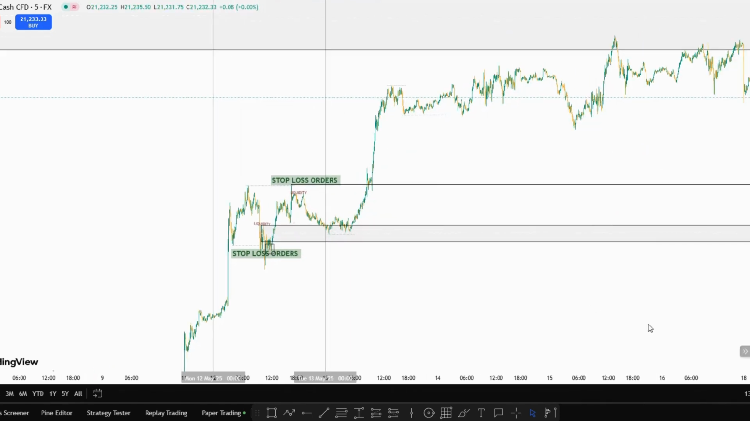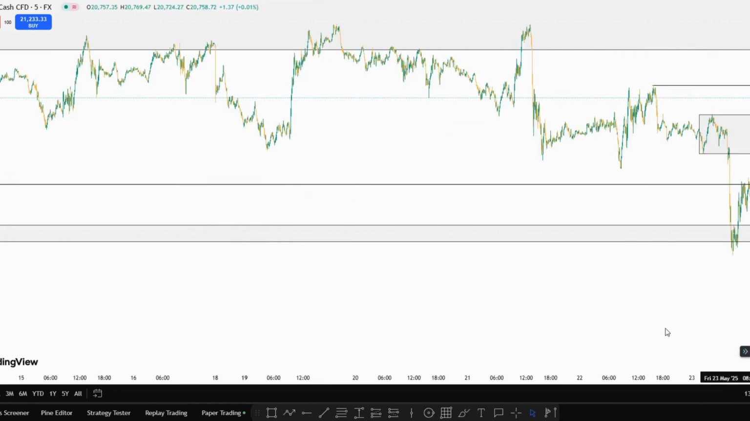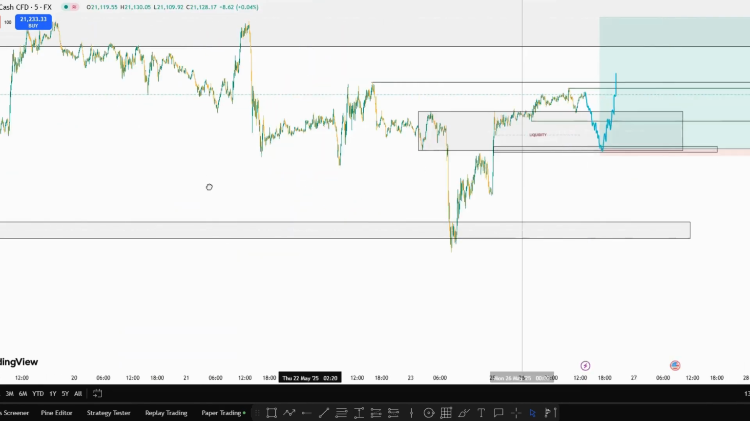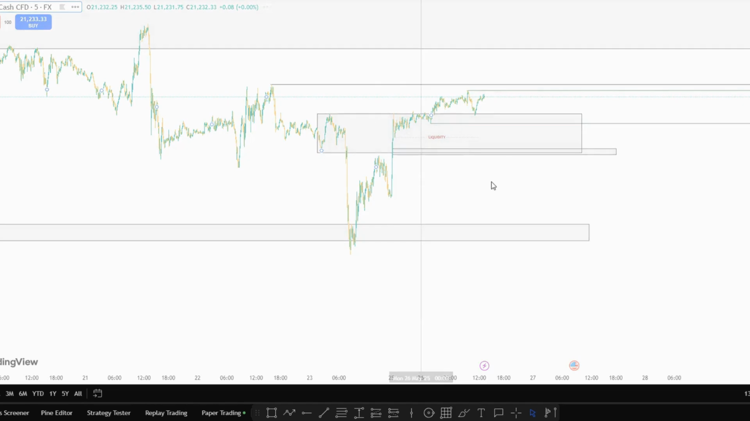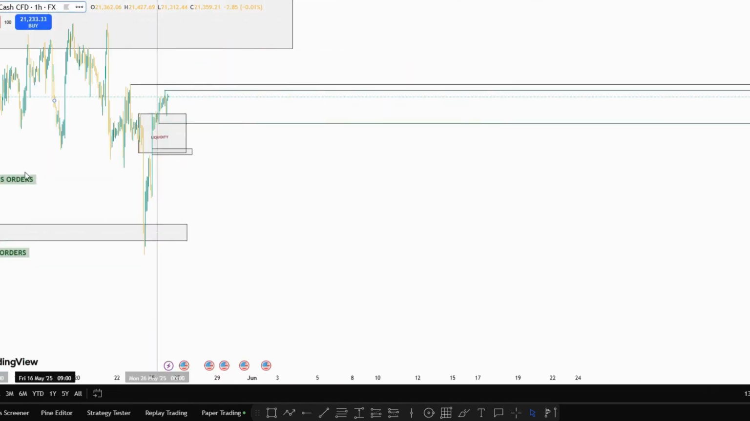So yes, that's how we trade. And let me show you a bonus tip for this week, a bonus trade for this week. Right, so now this is this week's pricing. Right, this is a bonus trade for this week.